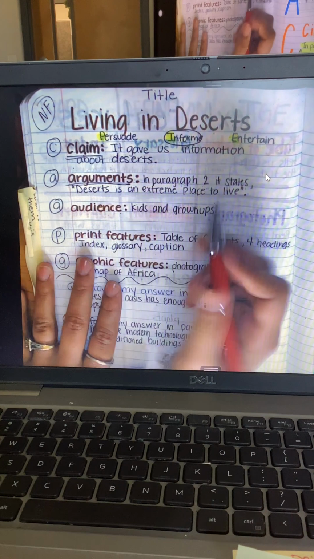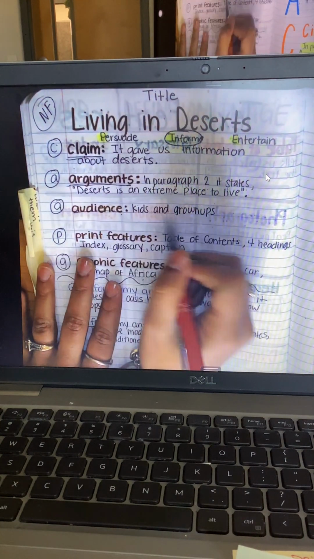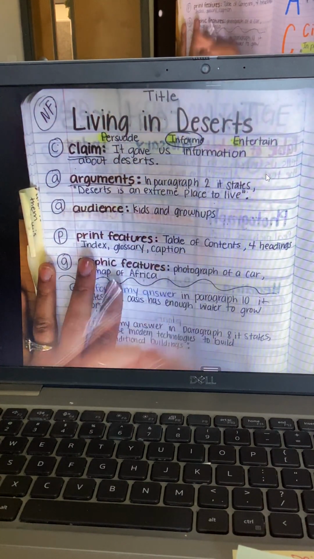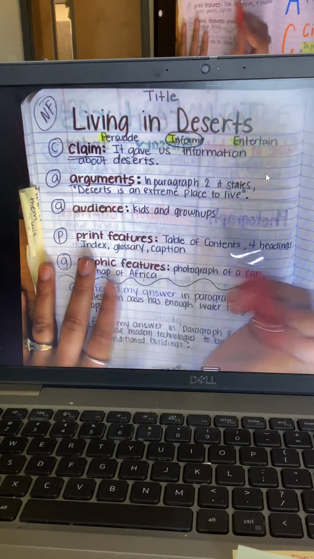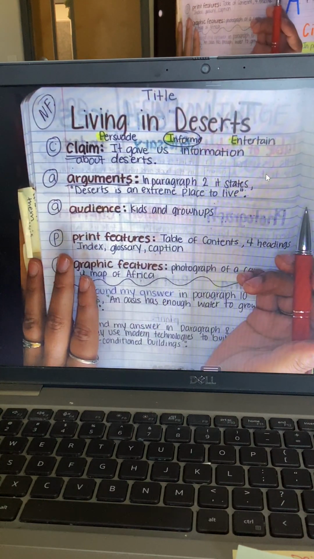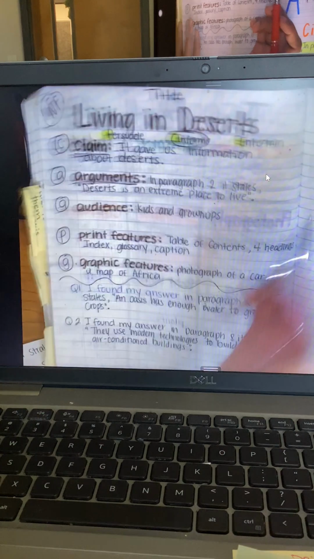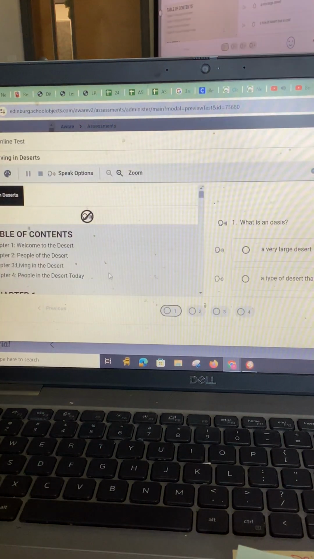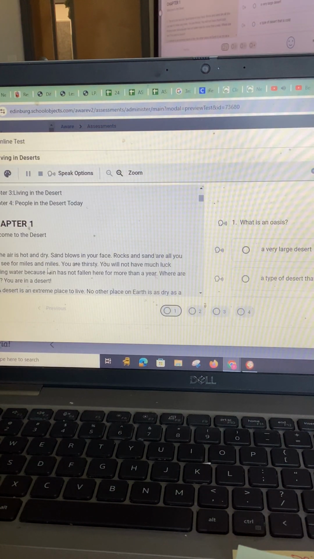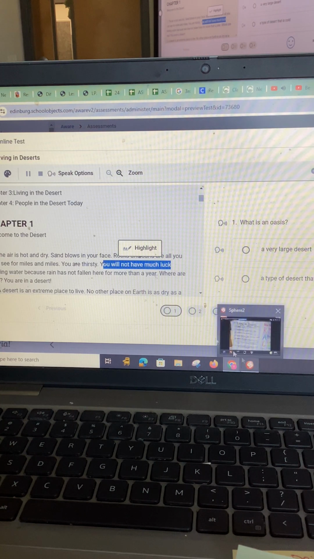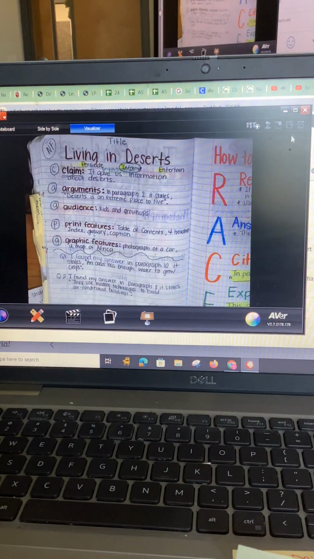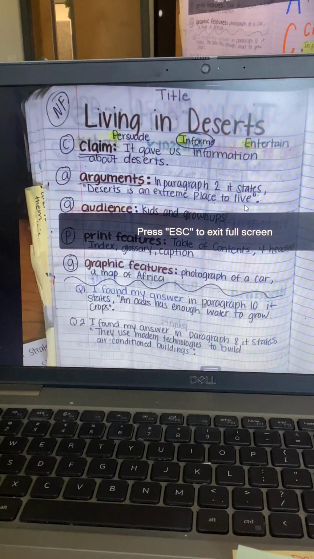Okay. Now, the audience, right? Who are they trying to speak to? The author, who did he write this book to? Kids and grown-ups. Any kid, any grown-up can read this and understand this. And when they're talking, in the book, they're talking about you. Watch. It says here, you are thirsty. You will not have much luck. That means that whoever's reading this, they're talking to you, right? And so here in this case, if I was reading it, I'm an adult. If a kid was reading it, they'd be a kid. So it'd be anyone who is reading it. They're talking to anyone, kids and grown-ups.